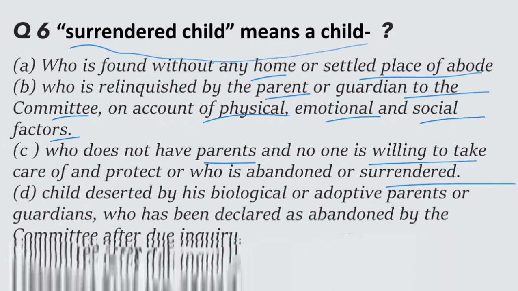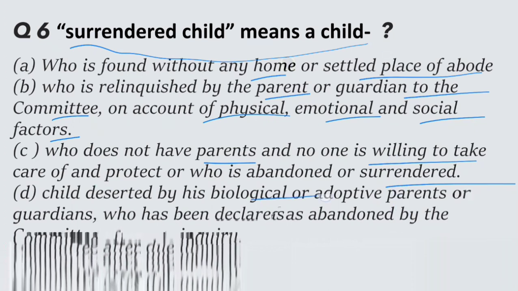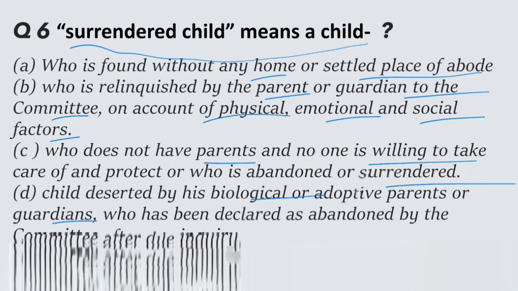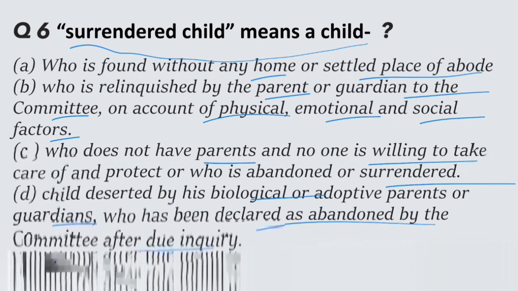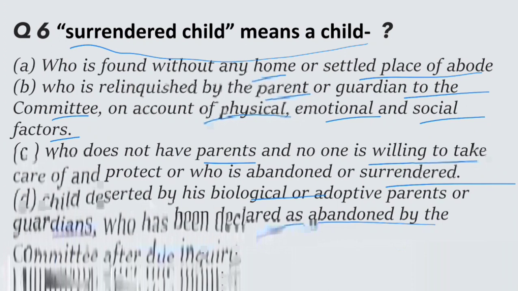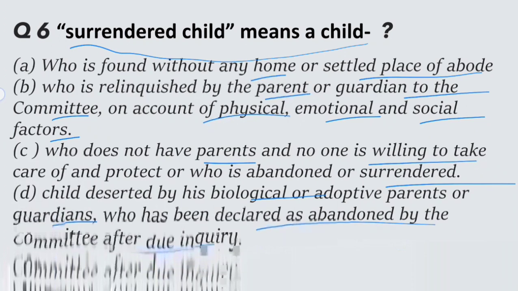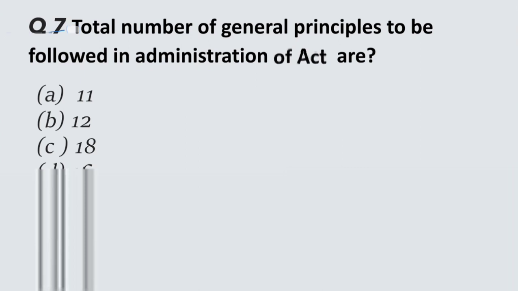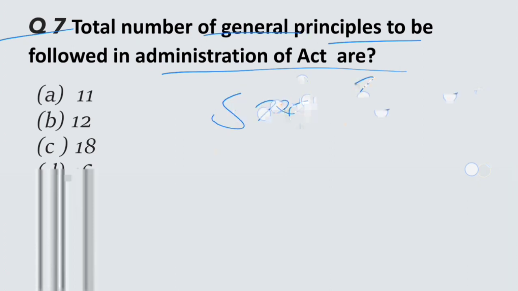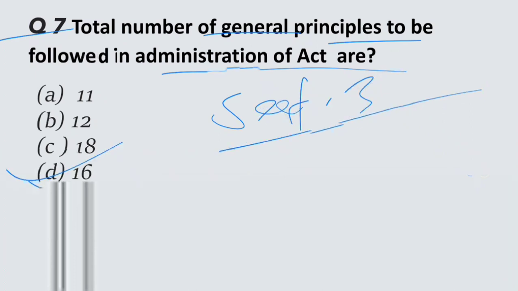D says child deserted by his biological or adoptive parents or guardians who has been declared as abandoned by the committee after due inquiry. So these are the options, but according to the provision, B is the right answer. Next question is total number of general principles to be followed in administration of Act are. Certain general principles are provided under section 3 of the Act, and the number of principles provided there are D, 16 principles. So D is the correct answer.